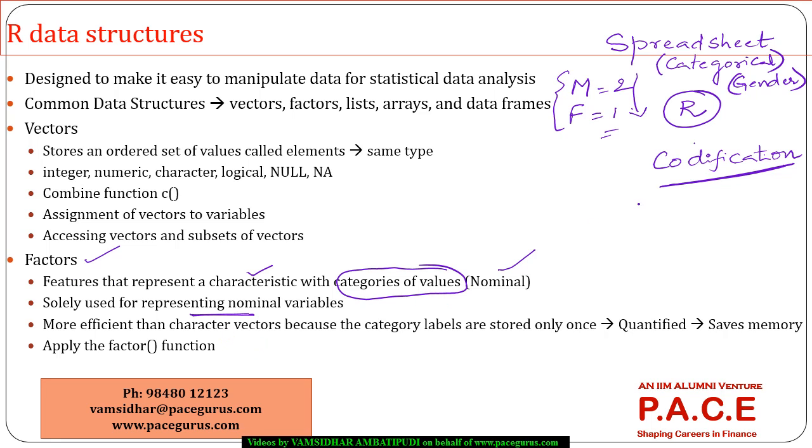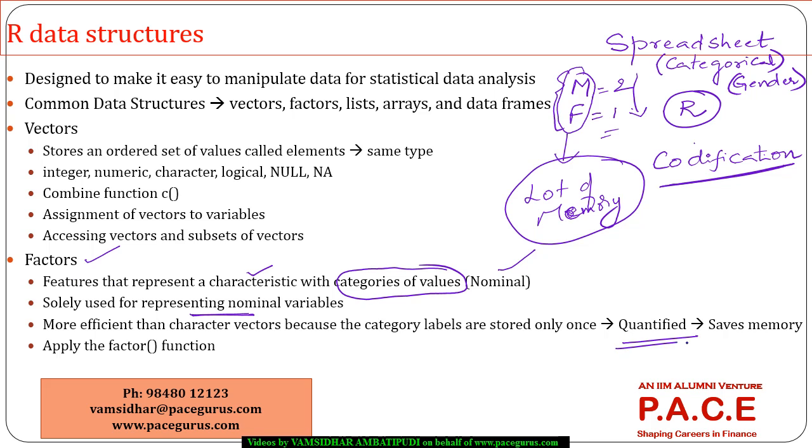And if I am storing these categorical variables as male and female, a lot of memory is required. But if I am storing them as 1 and 2, memory saving is going to happen in the process. So there is a quantification being done, and there is a lot of memory saving, because labels are assigned to each of the categories of this categorical variable.